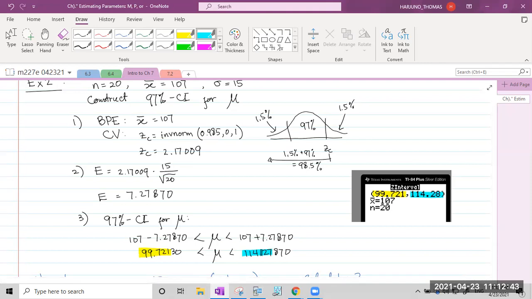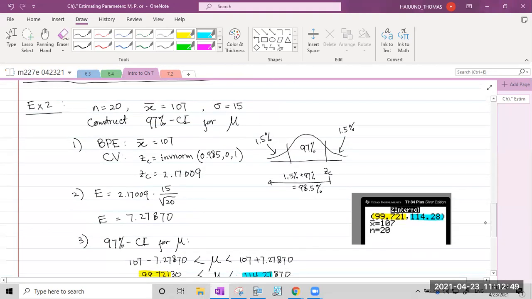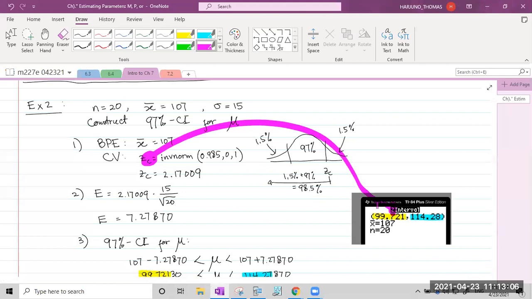Okay, we use Z interval because the sigma is known. Therefore, we use standard normal distribution Z. Maybe I use this color. This C here relates to this Z interval here. We use the C interval because that's confidence interval.